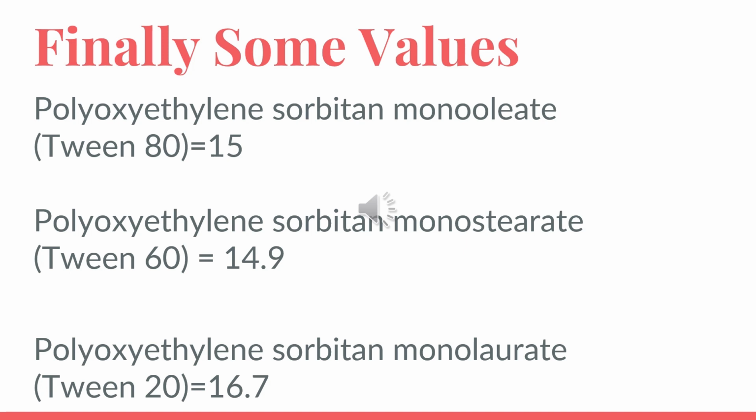Recollecting the previous points, the HLB value of SPAN 80 is 4.3. The HLB value of SPAN 60 is 4.7, and the HLB value of SPAN 40 is 6.7. The HLB value of acacia is 8.